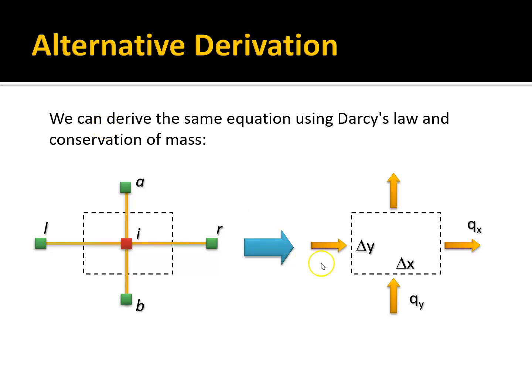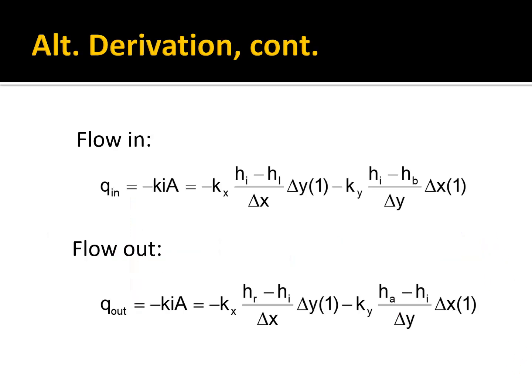The flow in the x direction comes in on the left and goes out on the right. The flow in the vertical direction comes in through the bottom and out through the top. So what we're going to do now is use Darcy's law, and then again conservation of mass, and see what happens. The flow in is from the left and the bottom. The flow out is from the top and the right. So for the flow in, we apply Darcy's law to both of these cases.